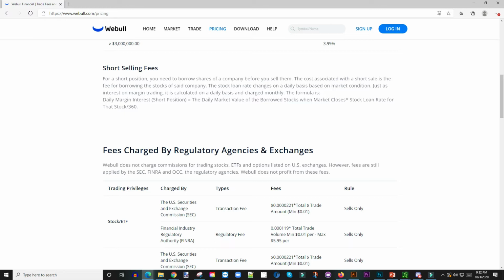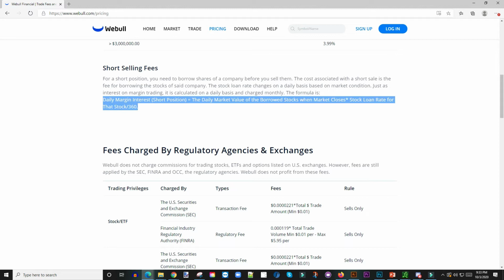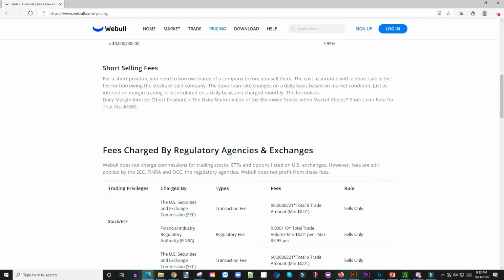Well, one thing I want to bring up here real quick, just so you see, short selling fee. If you do short selling on WeBull, this is how they do their calculation. The daily margin interest on a short position equals the daily market value of the borrowed stock when the market closes, times the stock loan rate for that stock, divided by 360. So this is the formula right here, how they calculate their short selling fee on the WeBull platform. I might have to do a separate video on this one.